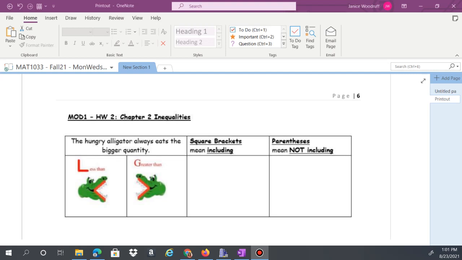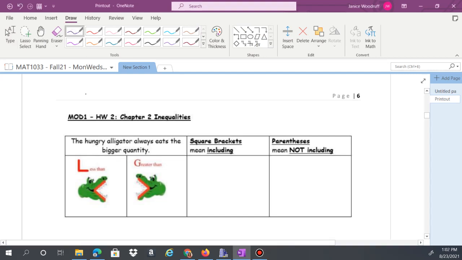Okay, so Module 2 is all about inequalities, so we're going to review those. You've all seen them before. We have less than or greater than for inequalities. The hungry alligator always eats the bigger quantity. So I have 2 is less than 5. Here I would say 5 is greater than 2. I always look at the larger part of the inequality symbol: it faces the larger number.